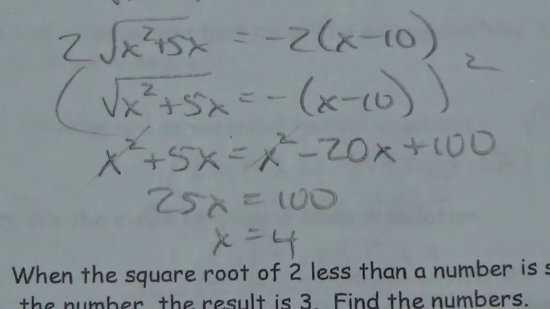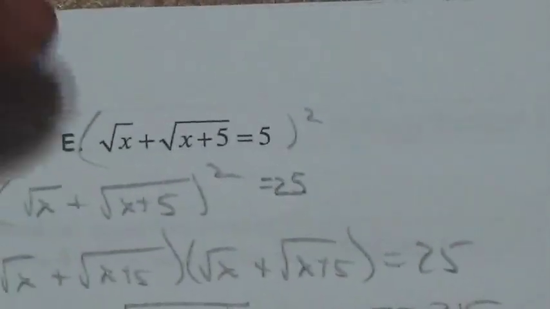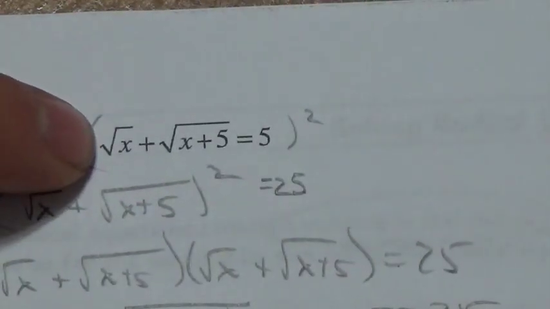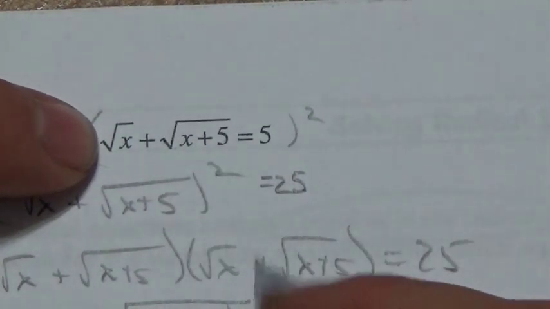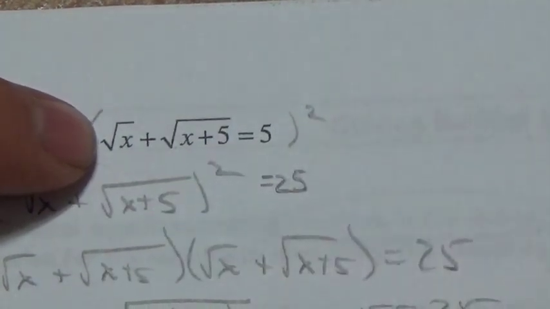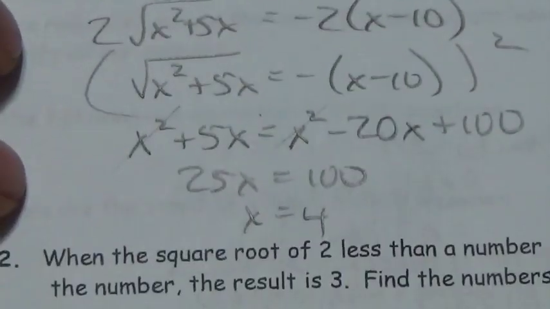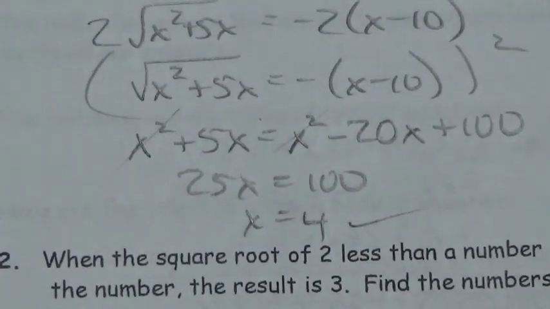But now let's just see if that works. What's the square root of 4? 2. 4 plus 5 is 9. What's the square root of 9? 3. 2 plus 3 is 5. So the answer here, 4, works.